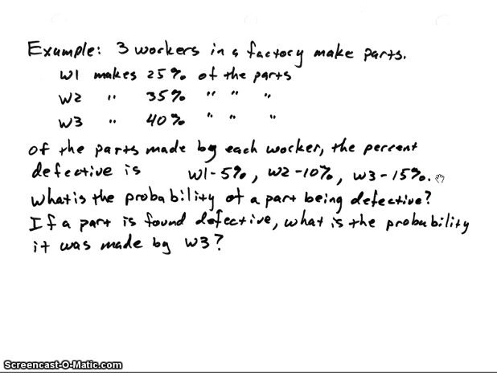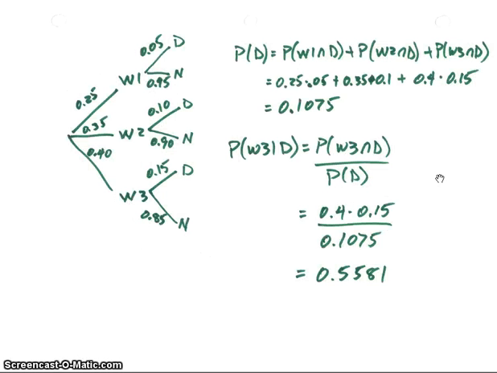Alright, so the questions that we want to answer are, what is the probability of a part being defective? So any given part that the factory makes, what's the probability that it'll be defective? And then also, suppose we find that a part was defective, what's the probability that worker 3 made that part? Alright, we're going to use our tree diagram to solve this problem. Now I have to solve it on the next page, so let's take a look at the tree diagram.